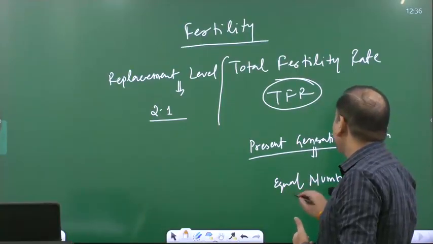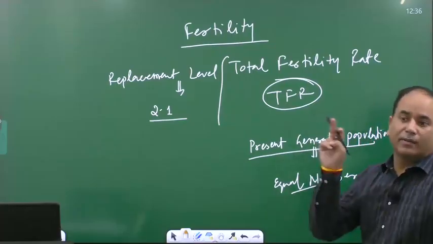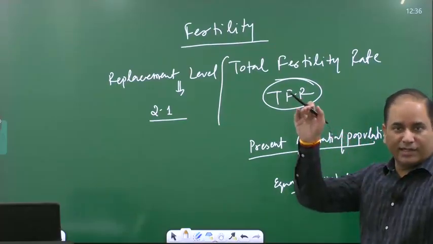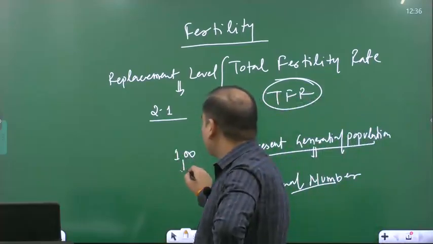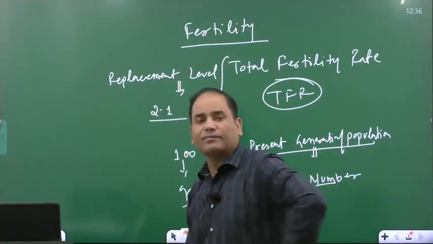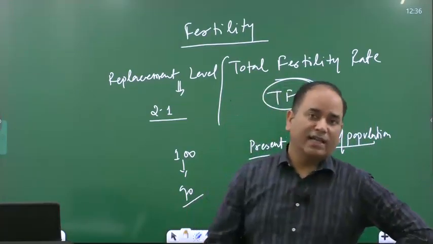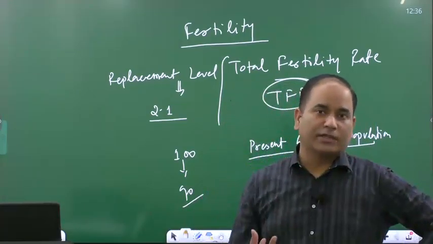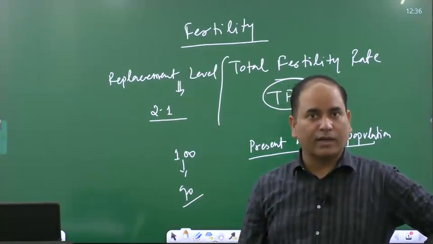So for that we need TFR should be 2.1 and above. लेकिन अगर इसके नीचे गया तो अगर हमारी पॉपुलेशन इस जनरेशन में 100 है तो नेक्स्ट जनरेशन में 90 हो सकती है. China has faced this. Why China has faced? Because China population was also very rapidly growing. India's population was also rapidly growing.